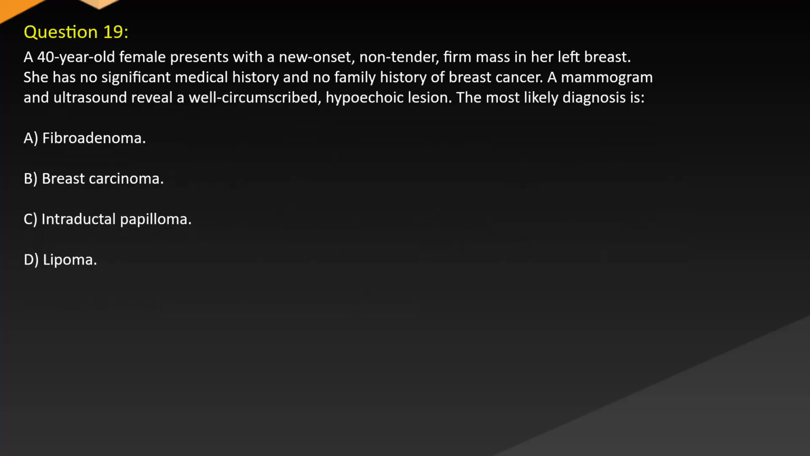Question 19. A 40-year-old female presents with a new-onset, non-tender, firm mass in her left breast. She has no significant medical history and no family history of breast cancer. A mammogram and ultrasound reveal a well-circumscribed hypoechoic lesion. The most likely diagnosis is A. Fibroadenoma, B. Breast carcinoma, C. Intraductal papilloma, D. Lipoma.